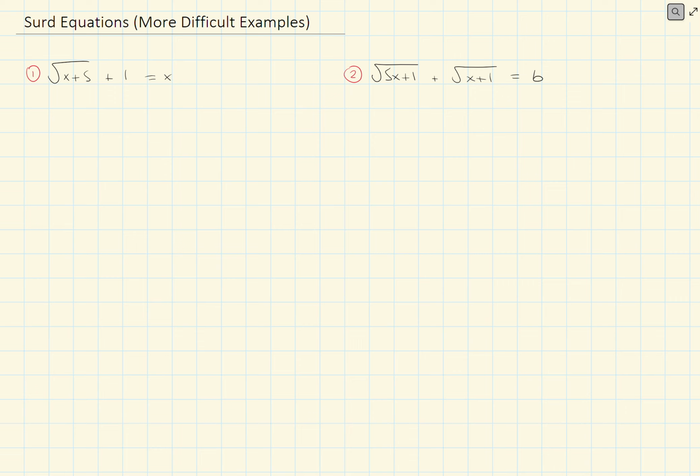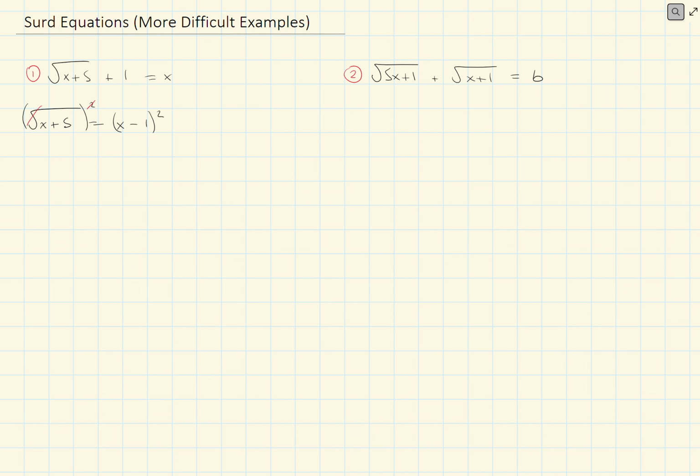So in this video, we're going to have a look at some more difficult examples of surd equations. For the first example, we've root x plus 5. We recognize here we have a square root and that we'll need to square out both sides. That's fine, but this plus 1 here is a little bit awkward. So easiest thing for us to do is to move it over and become minus 1. Now we can square both sides.